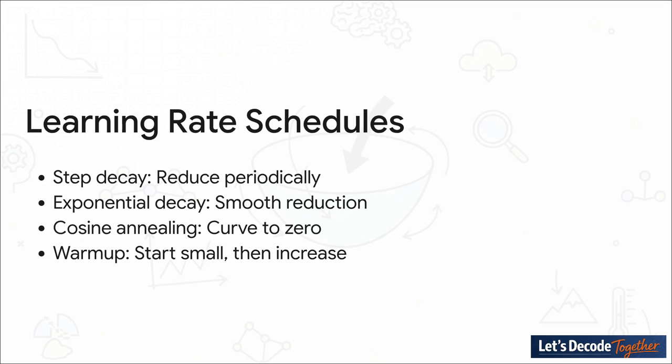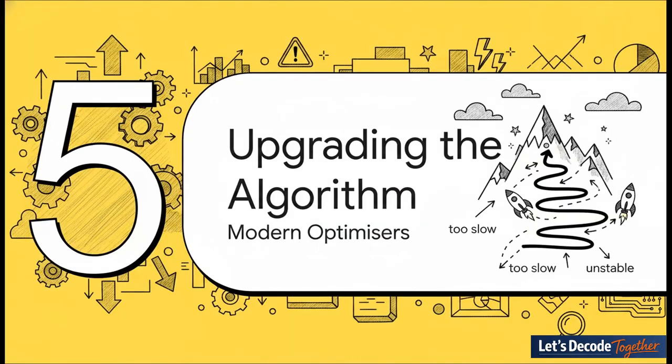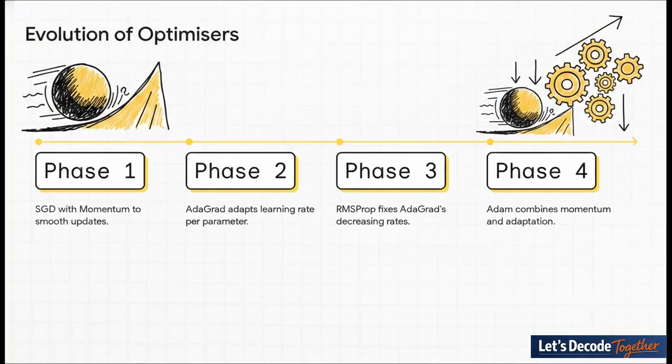That's where you start very small and increase to a target rate, which, by the way, is totally essential when you're training really complex transformer models. Moving on to Section 5, Upgrading the Algorithm. So far, we've really just talked about the standard way to walk downhill. But plain gradient descent can sometimes be too slow or too unstable for the real physical hazards of our mathematical mountain. Over the years, the machine learning community has developed some pretty incredible modern optimizers.